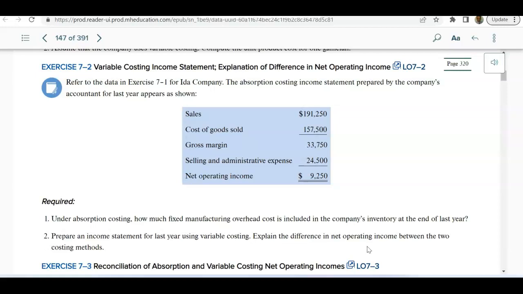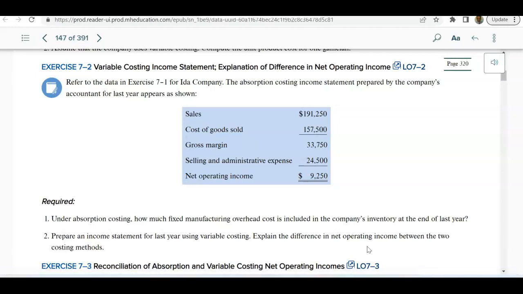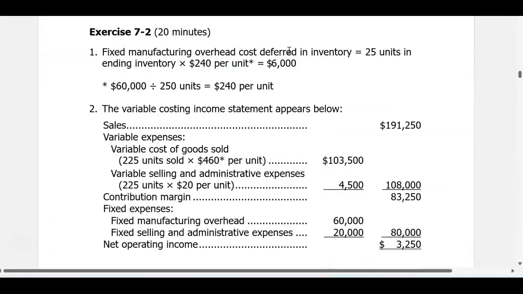I'm going to explain this and listen carefully because it is literally also a CPA exam type of question, not only in my class, but also a CPA exam question. So let's look at the solution for now. So fixed manufacturing overhead costs deferred in inventory by 25 units. Remember, we produced 250 and sold 225. So we produced more and we sold less, right? We produced more and we sold less. Therefore, 25 units is in the ending inventory.